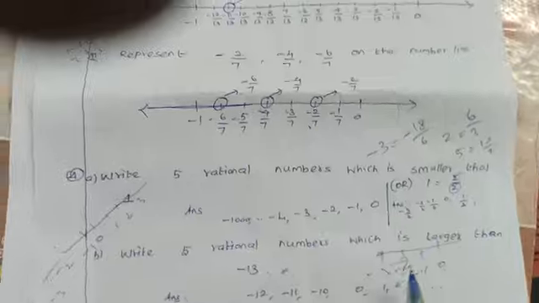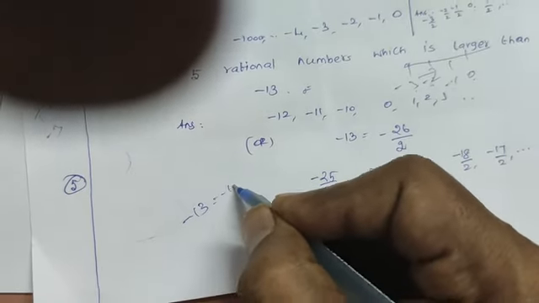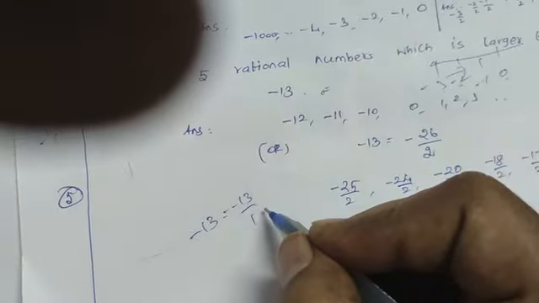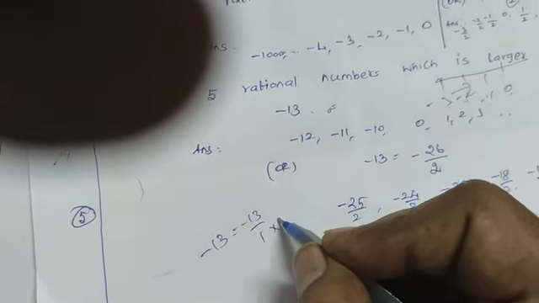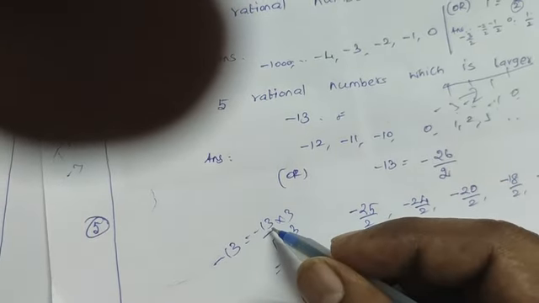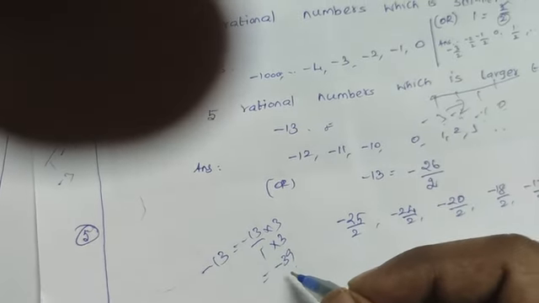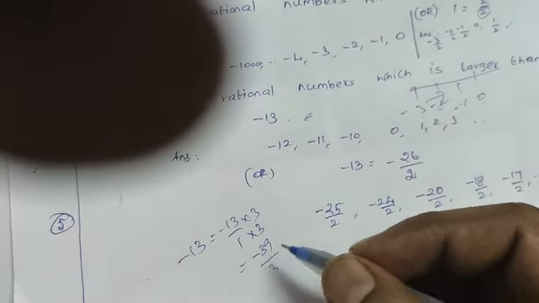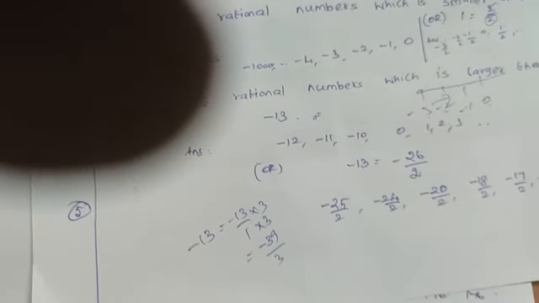How can I write this easily? You just write -13 as -13 divided by 1. You can introduce the equivalent number of these numbers, just multiply by 3 in numerator and denominator. So -13 into 3, so -39 divided by 3. Now you can write which one is a greater number, lesser number, whatever you need.